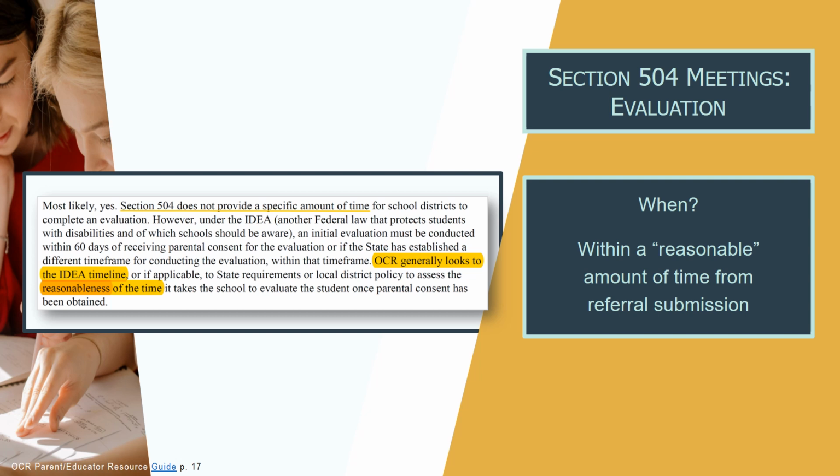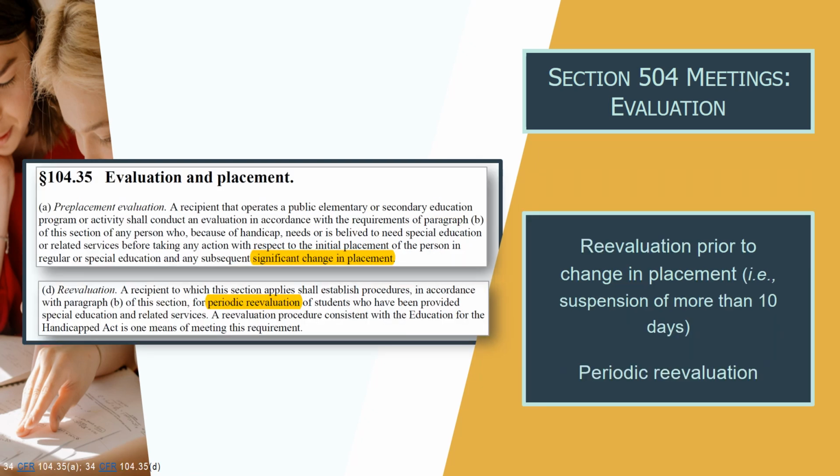Districts and charter schools should detail their Section 504 evaluation timelines within their written procedures. Students must be re-evaluated periodically, typically every 3 years, to ensure that supports are based on recent data. Evaluations must also occur before a significant change in their placement.